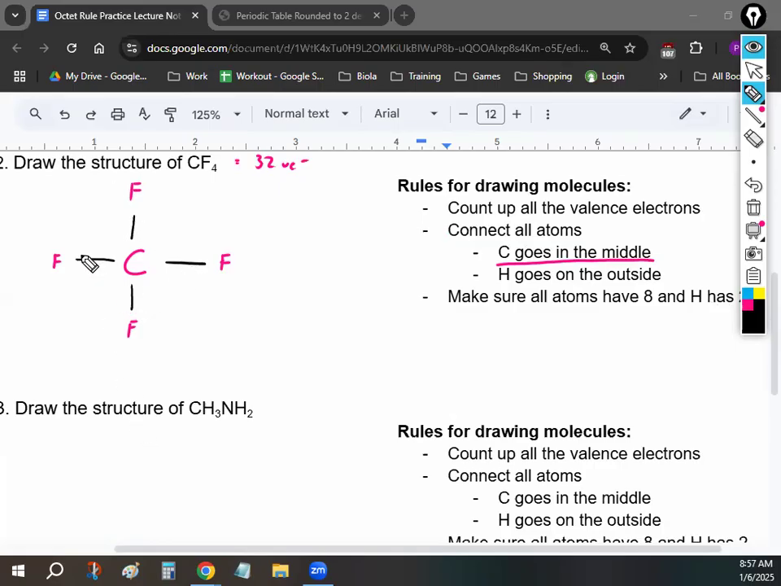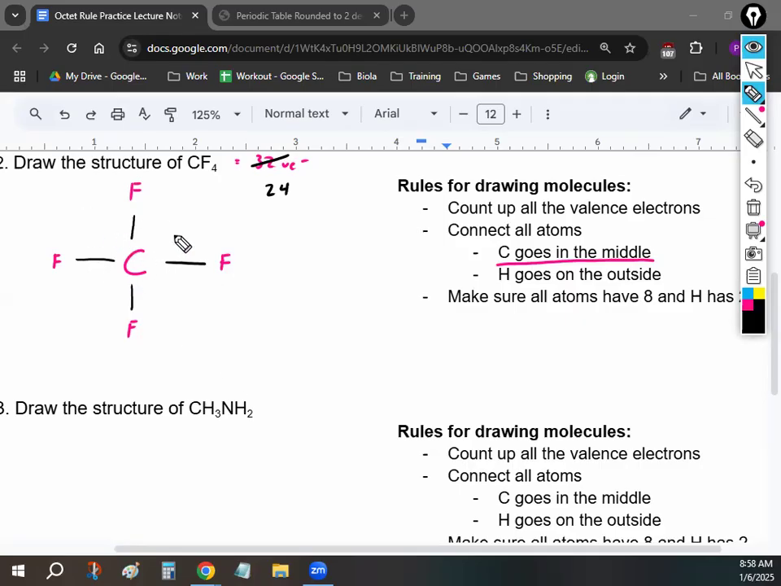All right, so if you guys take a look, we drew 4 lines, right? If you draw 4 lines, how many electrons did you use? 8, yeah, because every line is 2. So every time you draw a line, you use 2. So you use 2, 4, 6, 8. So that means we no longer have 32. We have 24 valence electrons that we need to draw, okay?